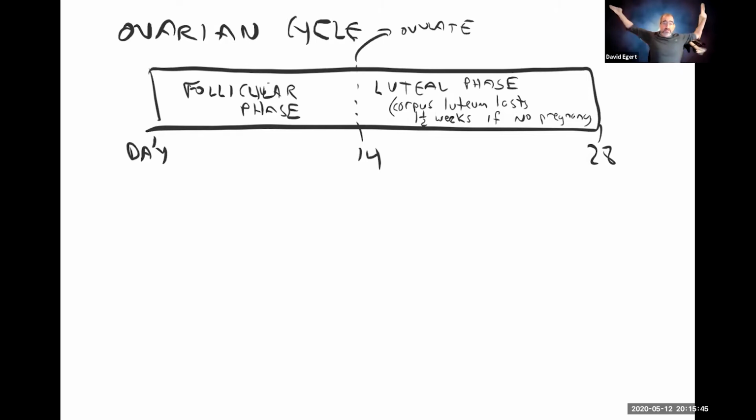All right, so I think we're done with the ovaries. Now what we're going to do is put the ovary in the larger context of the uterus and the fallopian tubes and all of that. Okay. So here were the ovaries.